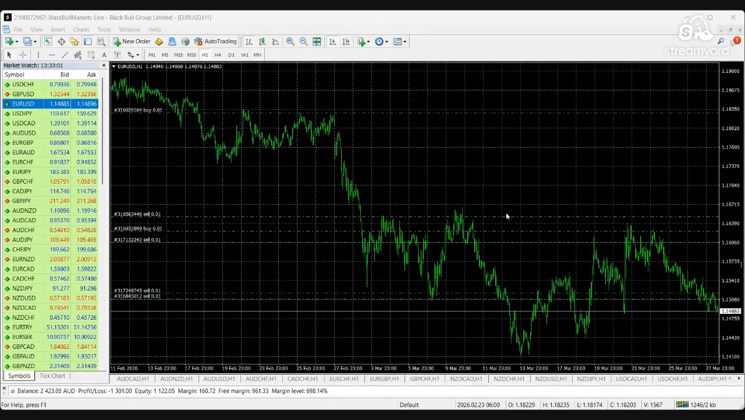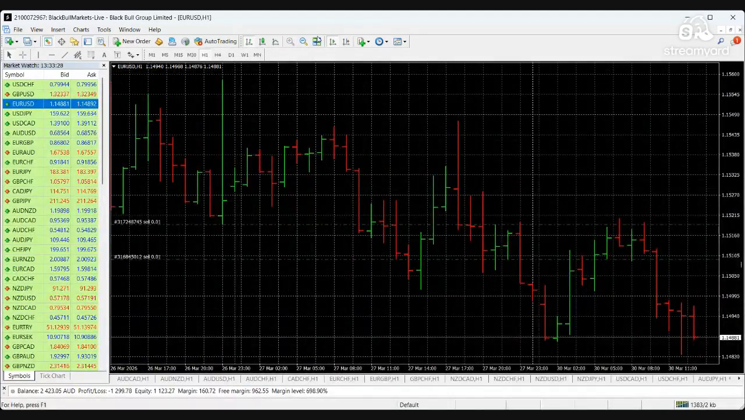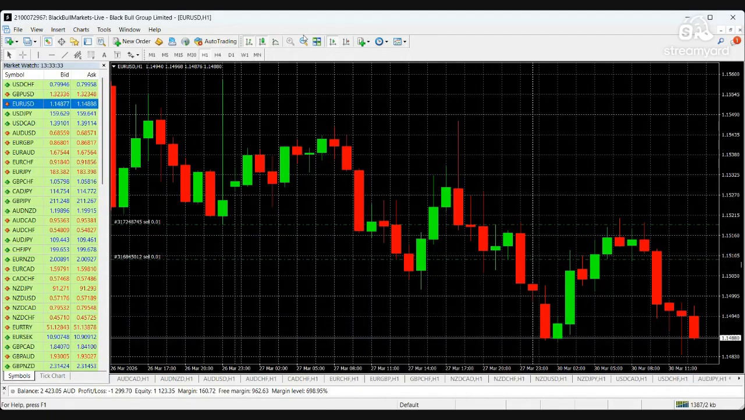Go to the line. And then the bear candle, change that to red. And then we show the period separators. So click that, then OK. And there we go. That's the chart right there.